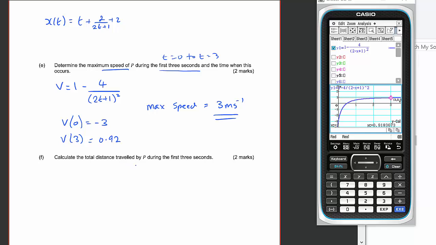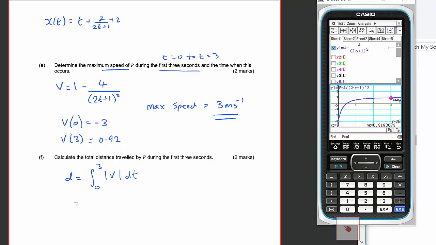Calculate the total distance travelled by P during the first 3 seconds. Remember from our earlier work and from what we can see on the graph here that it's going to change direction at 0.5. So we can get around that by doing the integral from 0 to 3 of the modulus of v dt.